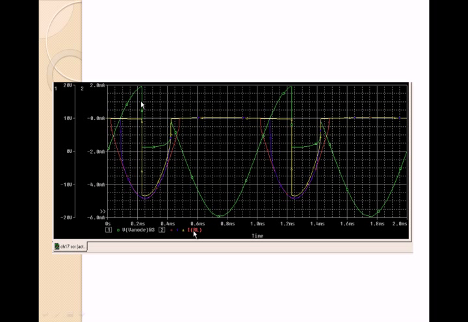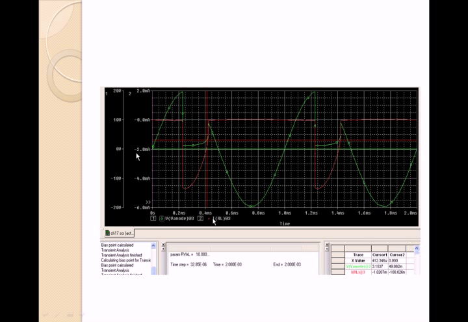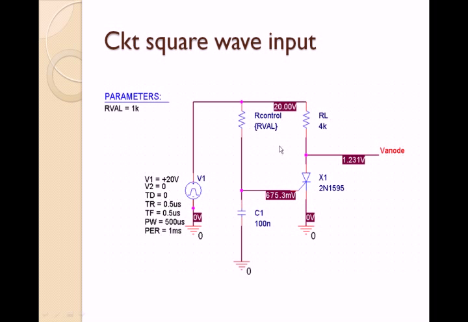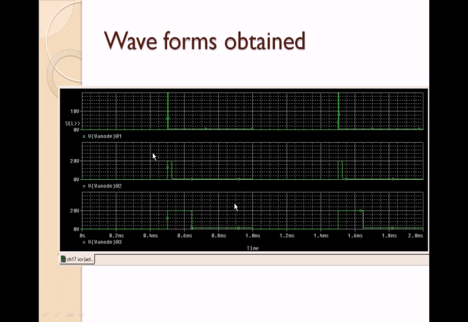Now this is the switching characteristic. The green one is the V anode, the voltage at the anode, and the yellow, red, and purple ones are the IRL at the different values of resistance. So at different values of resistance we get a different waveform. That's all the points we get from the graph. Now this is for the input of a square wave, showing the switching at various values of R control with the square wave input.